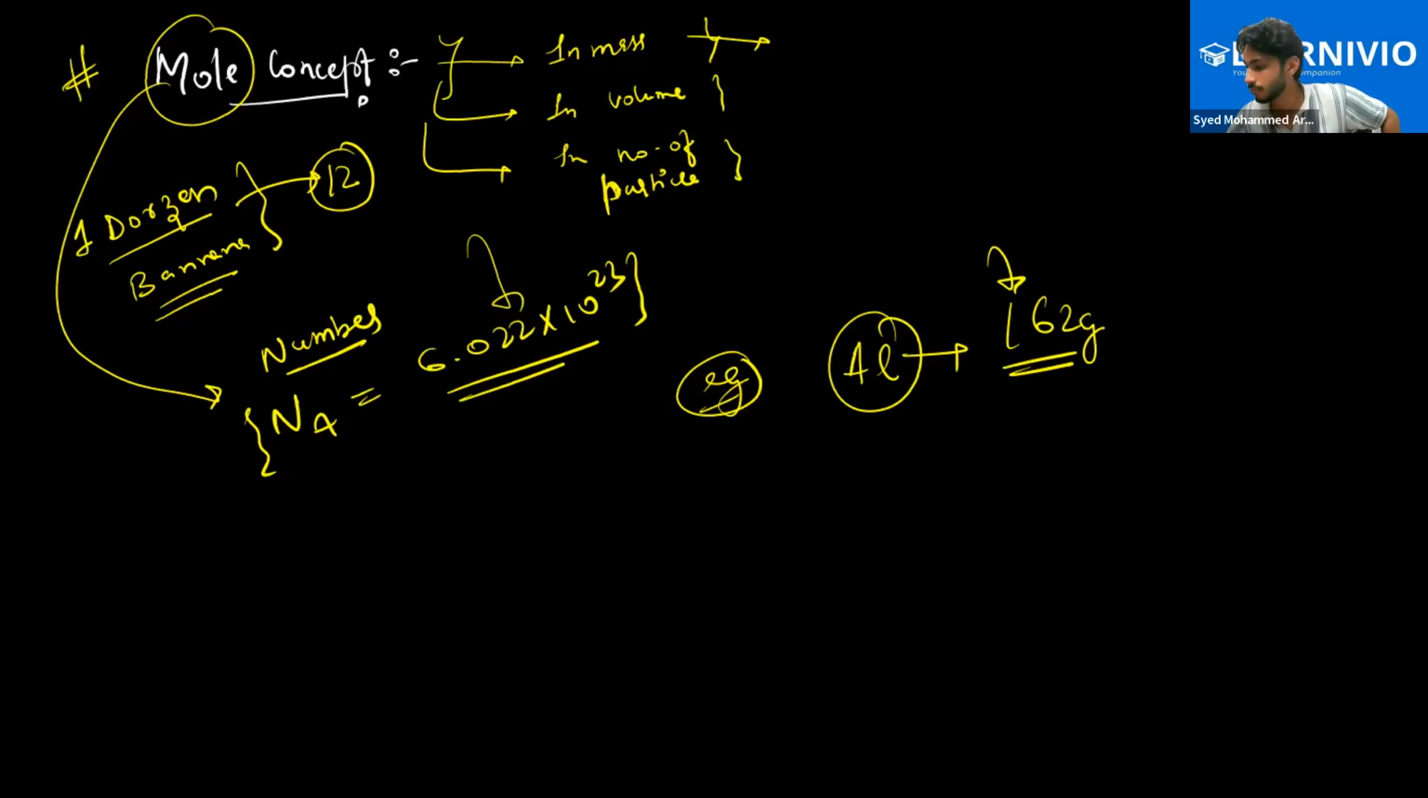Fast, fast. 162 to 6.02 10 is 23. 6 point? No, is it like 162 into No, 6?